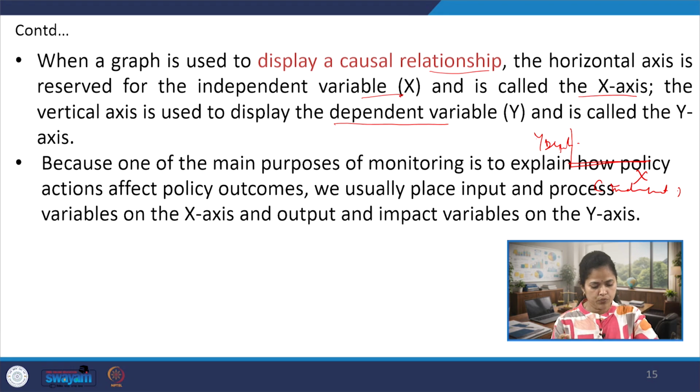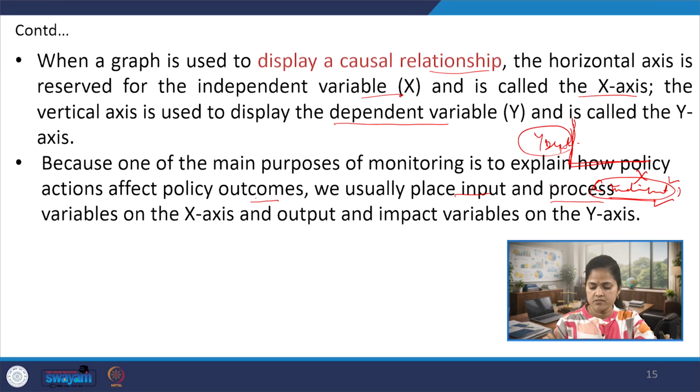Likewise, we can think about this in the policy context, since the main purpose of monitoring is to explain how policy actions can affect policy outcomes. In that case, we usually place input and process variables on the x-axis, that is, as independent variables. So in the policy context, inputs and processes are independent, and they are usually depicted on the x-axis, whereas the dependent variables, like our output and impact variables, depend on the inputs and processes, which is why they are known as dependent variables, and are usually displayed on the y-axis.